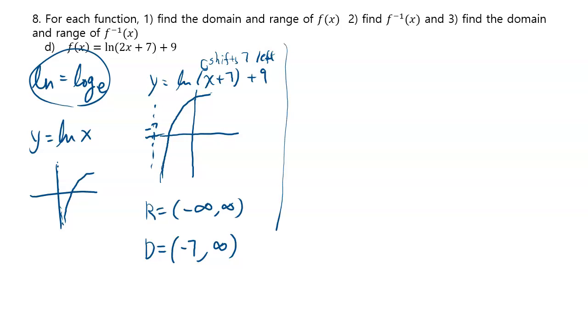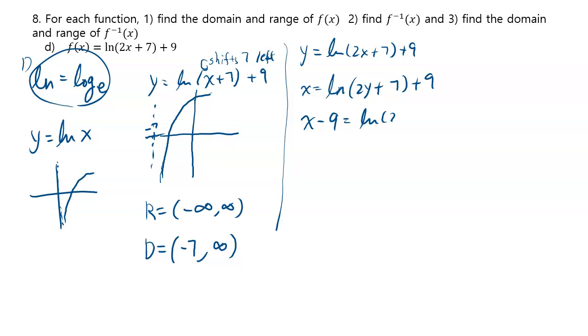Number 2, so this is number 1. Number 2, you have to switch x and y. First, introduce y, ln of 2x plus 7, plus 9. For y, you put x. For x, you put y. And then we're going to solve for y, right? Once again, plus 9 is done last, so that has to go first. And then you raise both sides over e.